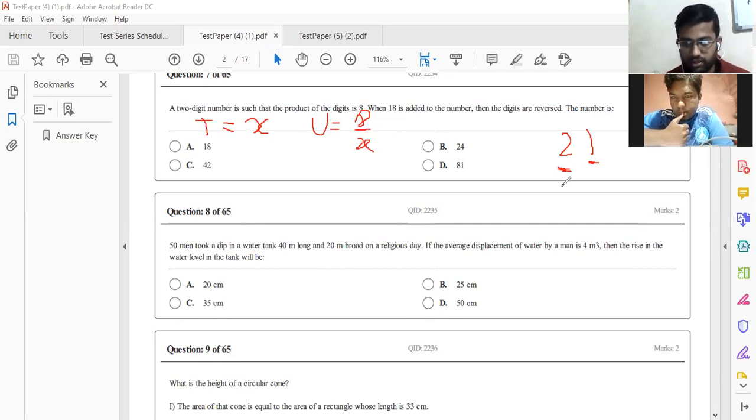So how will you write this number? You will write 2 multiplied by 10, because 2 is present at the tens place, plus 1 at the unit place. So you'll get automatically 21. Clear?